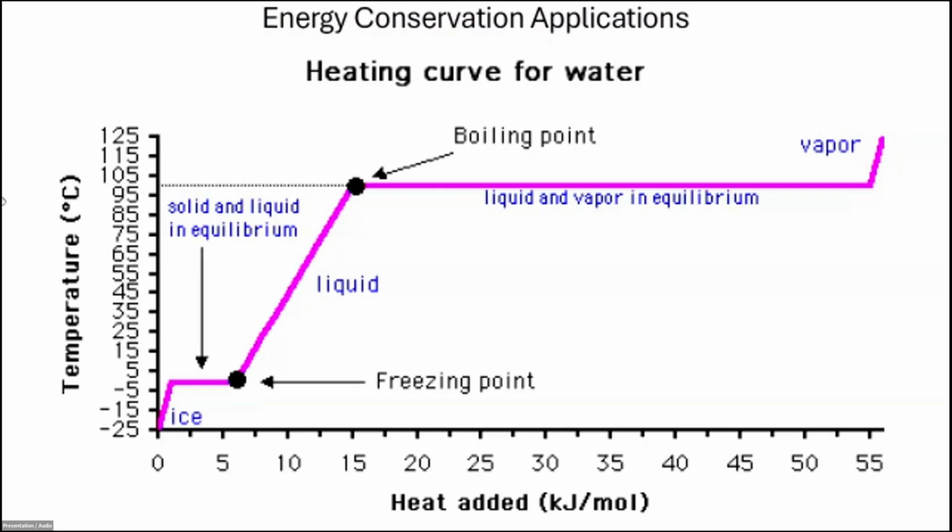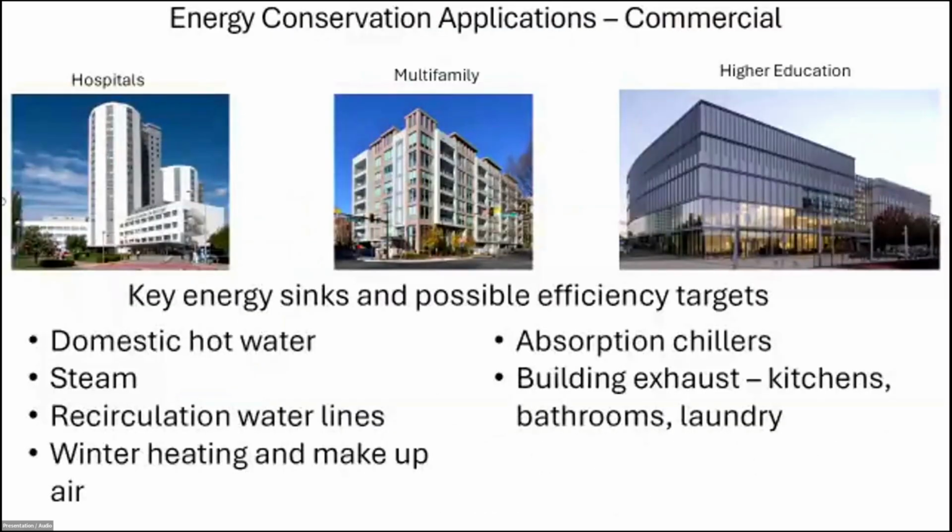But what I wanted to illustrate here, this flat line is what we're going after most of the time. We want to get as much of that water condensed out of the flue stream as we possibly can.